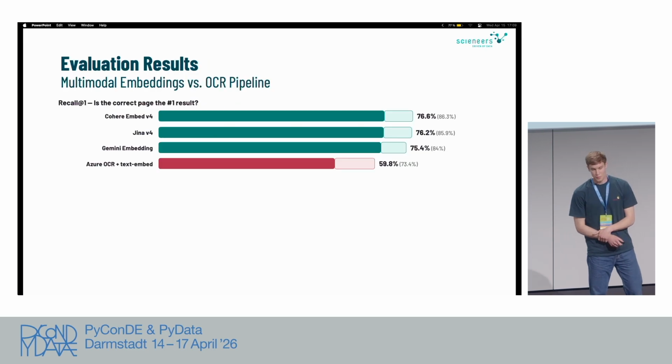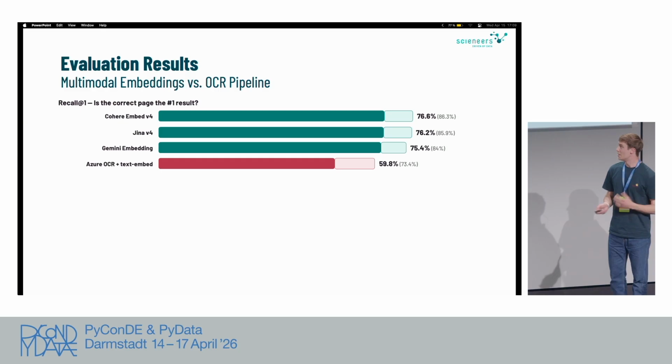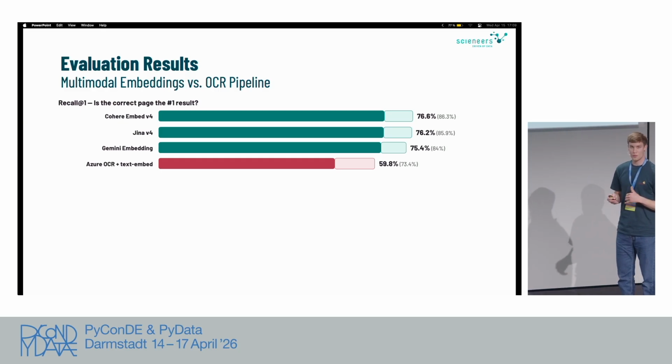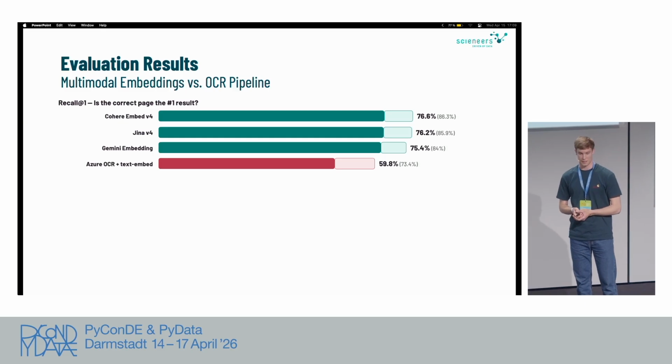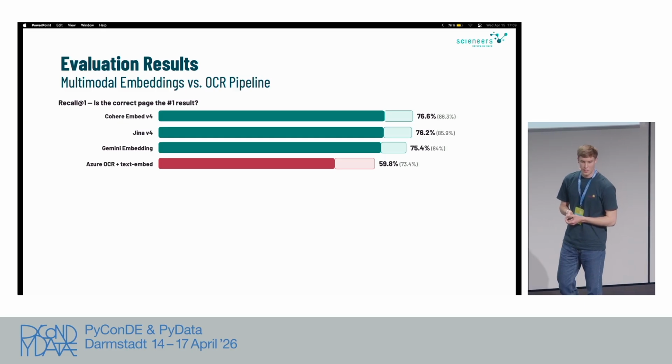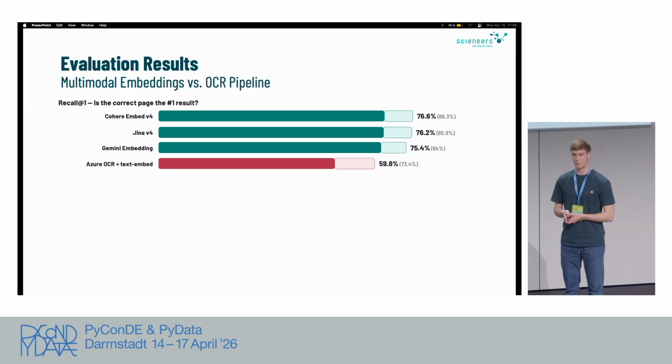If we now look at the results, which were actually quite surprising to me when I ran this first, multimodal embedding models do not only perform on par with OCR pipelines, but they actually outperform them in the native settings. So the evaluation is led by Cohere Embed version 4, but it's already tightly followed by Jina version 4 and also Gemini Embedding.